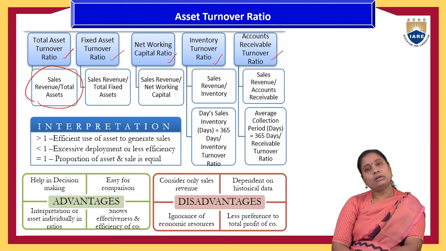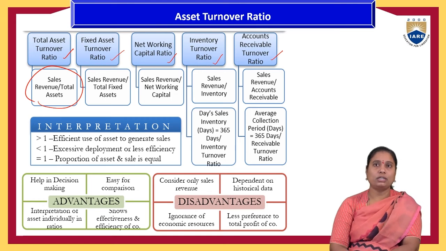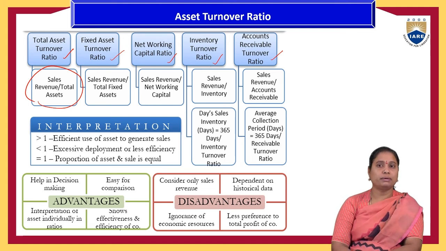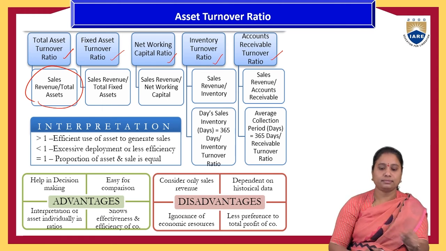But the disadvantages are also there, because only sales revenue is taken into consideration, and it depends on historical data. It is working, but it won't take any economic resources or the total profits into consideration. So advantages are there, disadvantages are there, but the assets turnover ratio gives the knowledge of what their sales are and what inventory is used by them. That is the main objective of this assets turnover ratio.